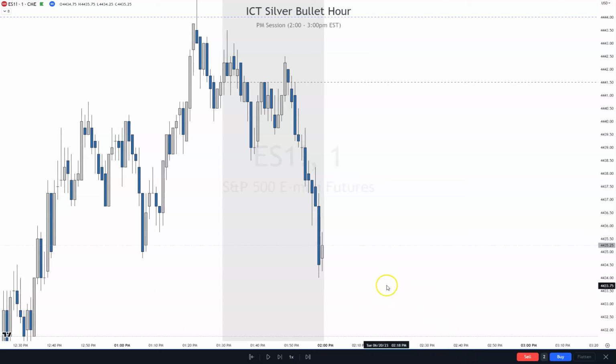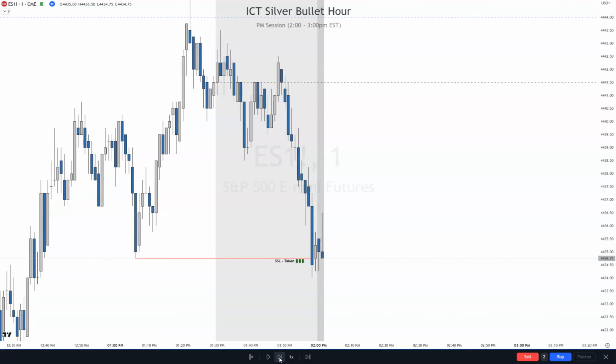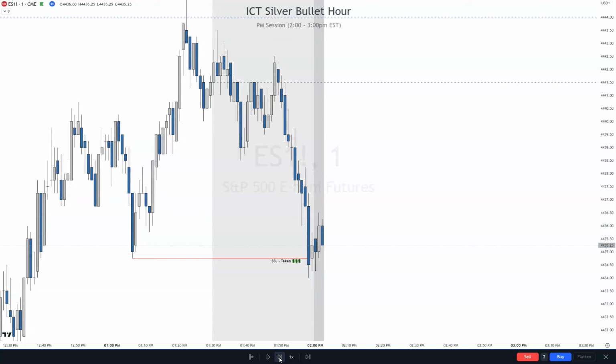Okay, so let's see how it plays out. We go candle by candle here. So what we start with is, we have the sell side taken right there. The liquidity's been taken. So we're looking for a short-term high or a market structure shift to happen to go long. So let's see what we get here. This dark gray is the start of the 2 o'clock hour. This is the ES, S&P 500, and the 1-minute chart. See what we get.